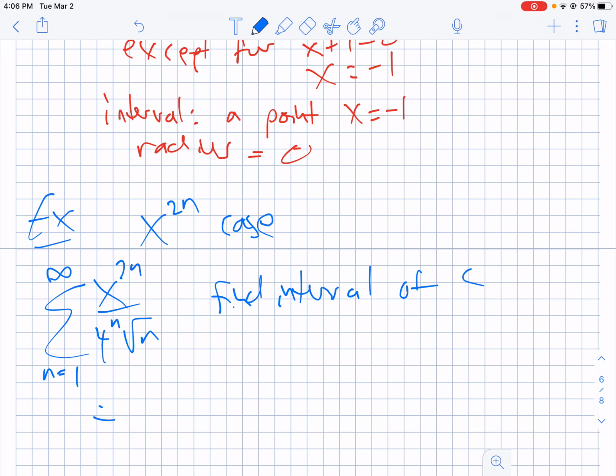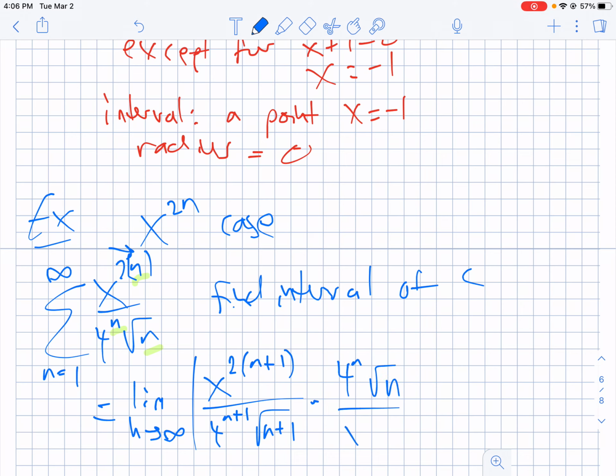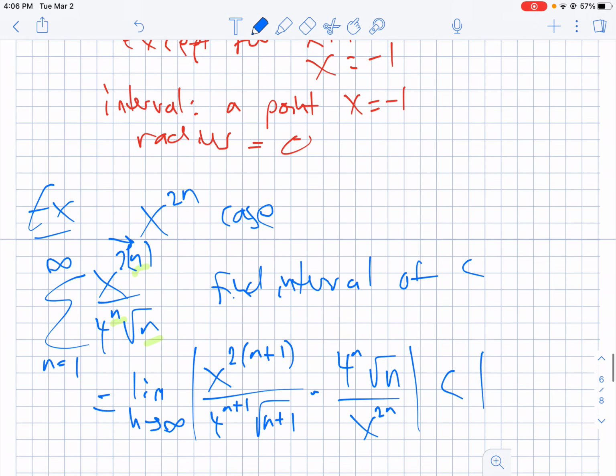Okay, so we're going to take a limit as n goes to infinity of, all right, so when I plug in the n plus 1, I'm going to replace all these n's with n plus 1s. But we want to be really careful because this is still multiplied by 2. So it's x to the 2 times parentheses n plus 1 divided by 4 to the n plus 1 times square root n plus 1. And I'm multiplying that by 4 to the n times square root n over x to the 2n. Okay, and I want that limit to be smaller than 1.